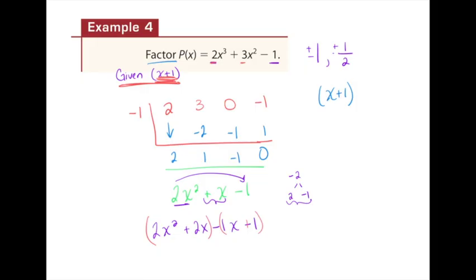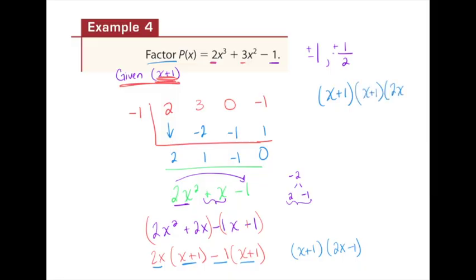What can come out of the first group? 2x, right? And I'm left with x plus 1. If nothing can come out, I'm just going to put a 1 there. And I'm left with x plus 1. All right? And then my final thing is my factors are x plus 1 and 2x minus 1. Those are my remaining factors of this. So if I go back up here, I'm going to write those down. Those are my 2 other factors.